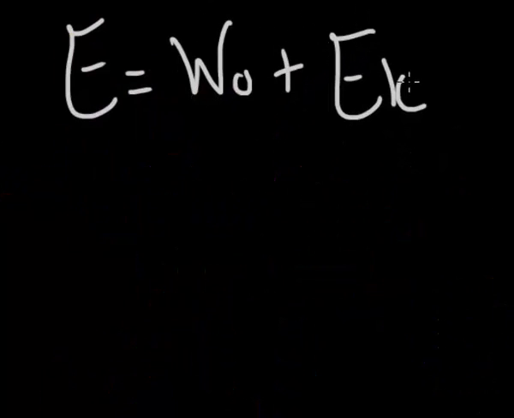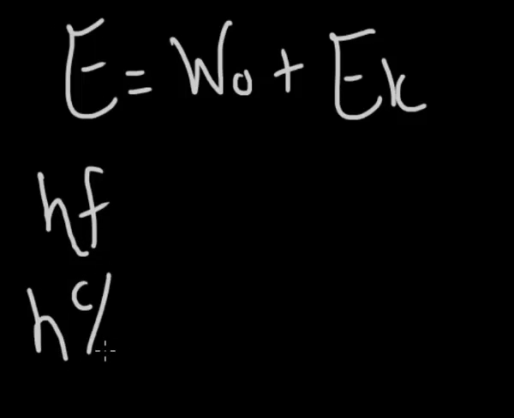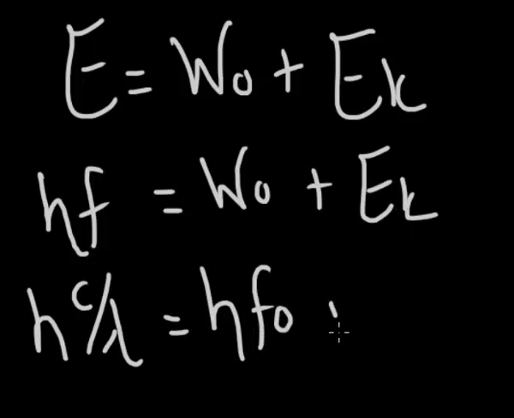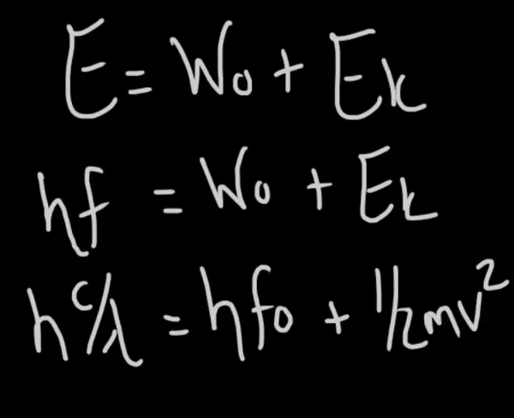And obviously, depending on what has been given and asked, you can break this energy formula down into h times f, or h with the speed of light divided by lambda. Your work function can either stay as work function, or it can be broken down into your Planck's constant times the threshold frequency, and your kinetic energy can also be broken down, for example, into a half mass and velocity squared.